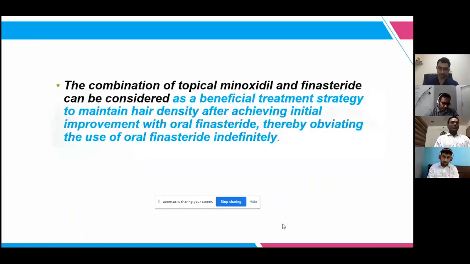So what they say is the combination of topical minoxidil and finasteride has to be considered a beneficial treatment strategy to maintain the hair density after achieving initial improvement, when you cannot continue oral finasteride. So then you can try this one, thereby obviating the use of oral finasteride indefinitely. So in those cases definitely it will be useful.